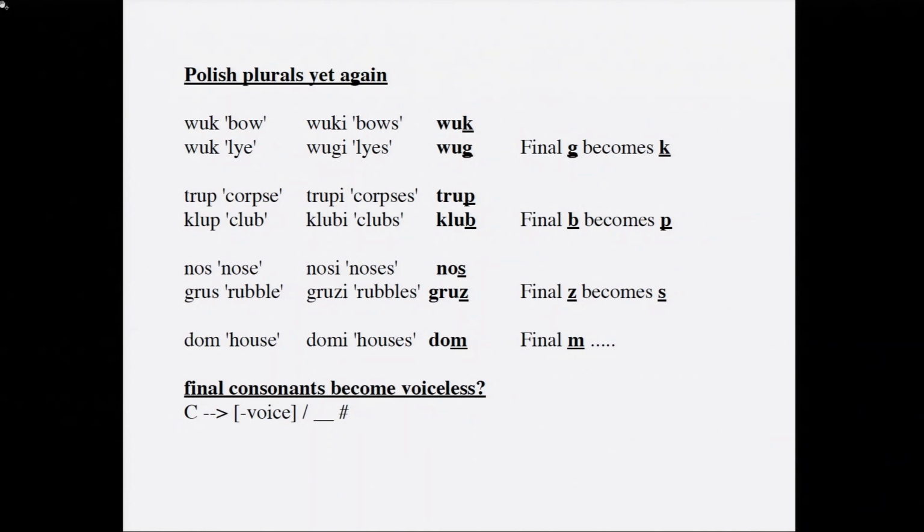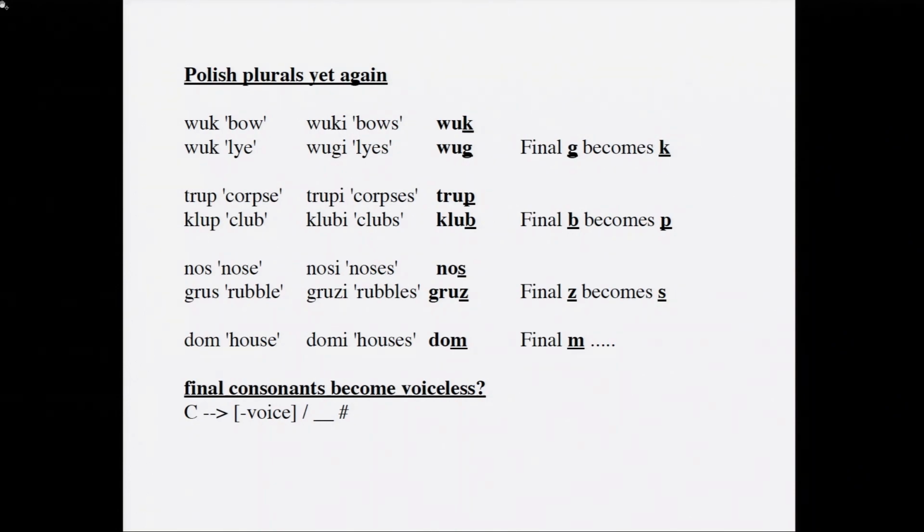What we said about Polish plurals was that it's useful to say that there are words that end underlyingly in sounds like G and B and Z, and that those final sounds, G and B and Z, devoice when they're at the ends of words. So underlying wug, the word for lie, becomes wuk if you don't add anything after it, right? And same with the word for club and the word for rebel.